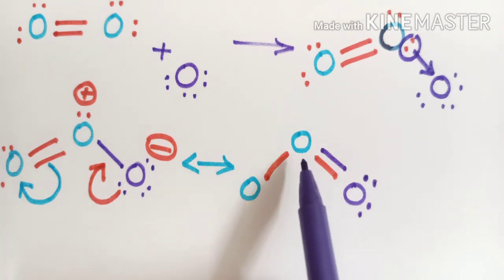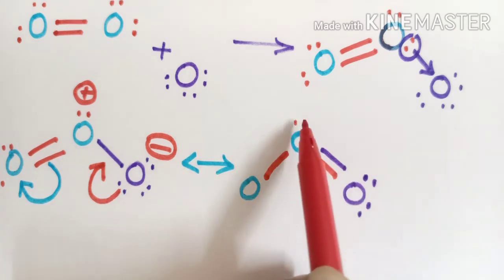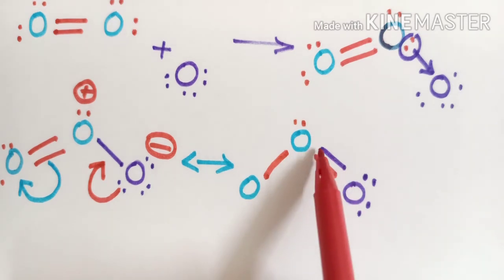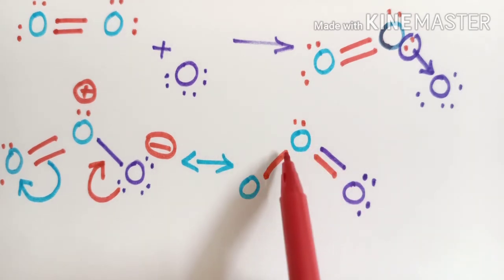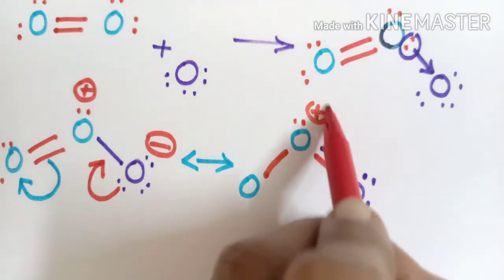Now coming to the middle oxygen, you find that only 2 electrons were present initially. It is still remaining as 2 electrons. So total number of electrons around this oxygen becomes 1, 2, 3, 4, 5. That means it is carrying a positive charge.